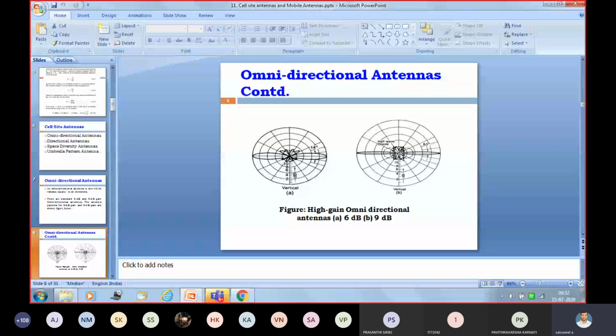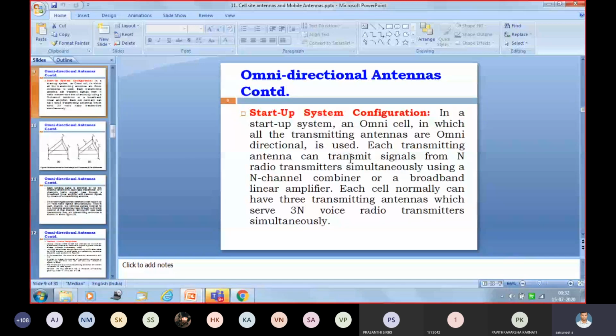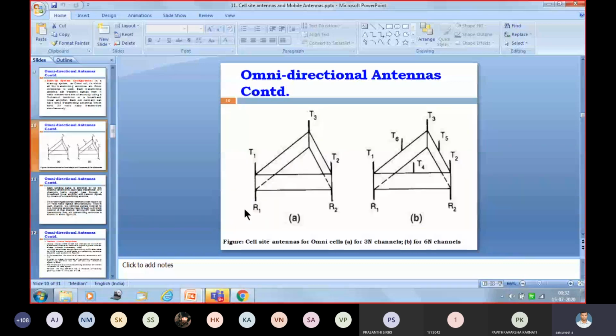Now we have to go for the startup condition of an omnidirectional antenna system. What is meant by startup configuration? The startup configuration is nothing but the general fixing of antennas. Here see this first figure. At the top of the cell phone tower, all the students, please make sure all of you see cell phone towers first. At the top of the cell phone towers, they fix antennas in a triangular manner.